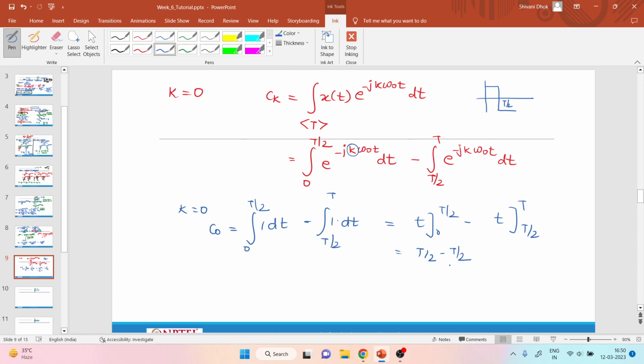So this is equal to 0. So my C naught is equal to 0 and my Ck comes out to be 1 minus minus 1 to the power k upon j times k pi. Any questions in this part?